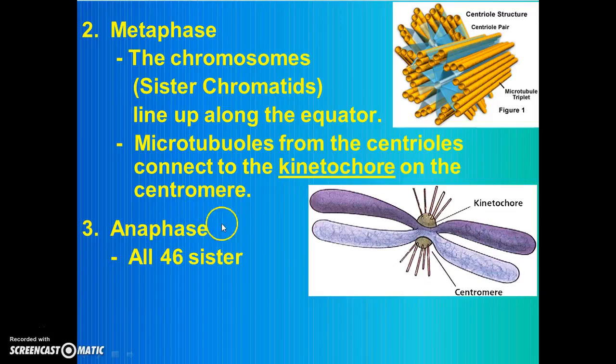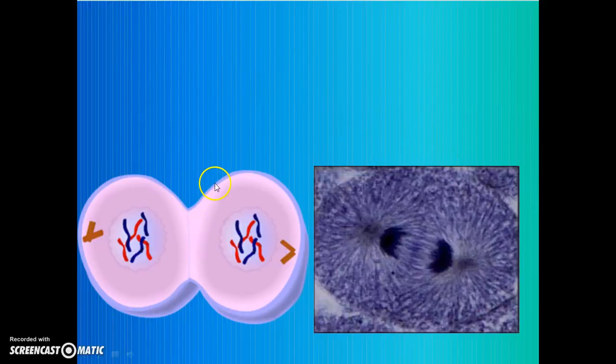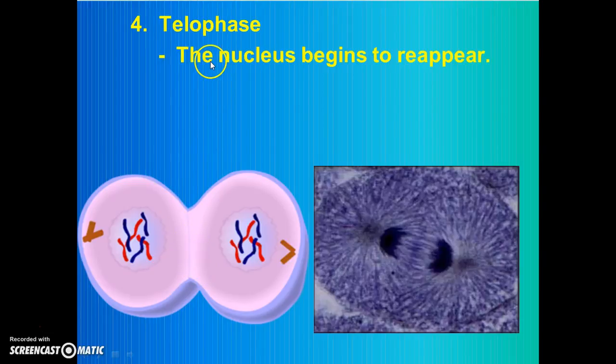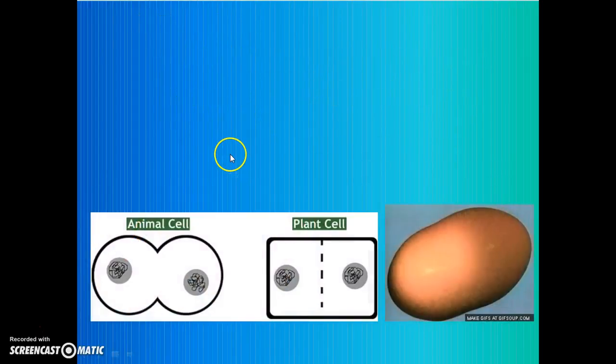And during anaphase, all 46 sister chromatids split. One chromatid moves to each side of the cell, and each side of that cell will form a new nucleus for the new cell. So during this time, you actually have double the amount of DNA that you normally have in one cell. Until, during telophase, the nucleus begins to reappear, and chromosomes uncoil back into chromatin inside these new nuclei.